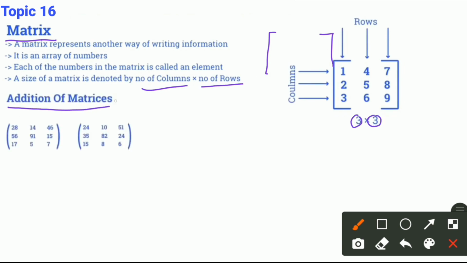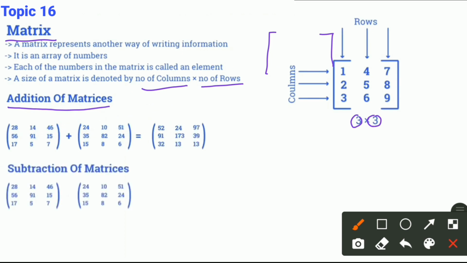Addition of matrices. Just look carefully. This is how you make an addition. Okay, this is how you do the addition, and the same thing you do for subtraction. Okay, it's a really easy concept. Just see it carefully, the animation.